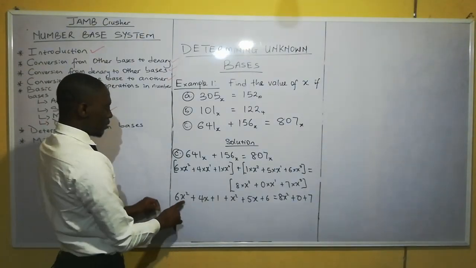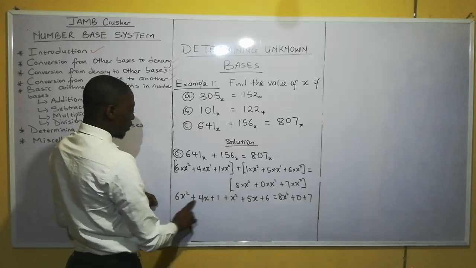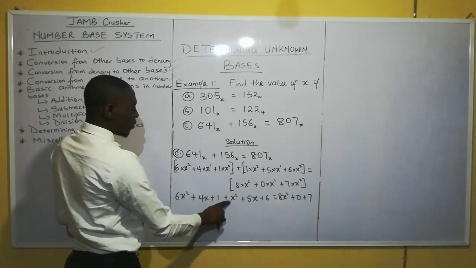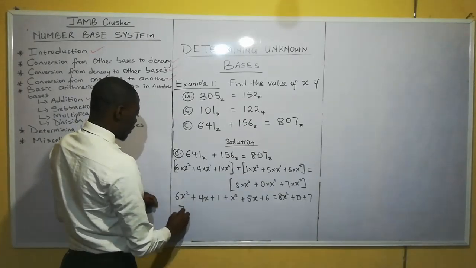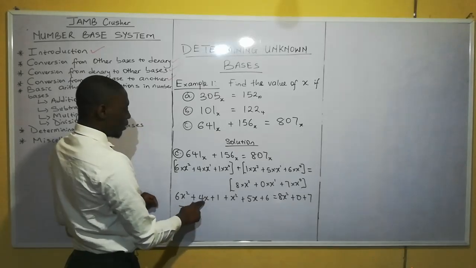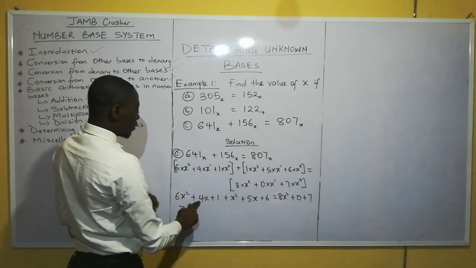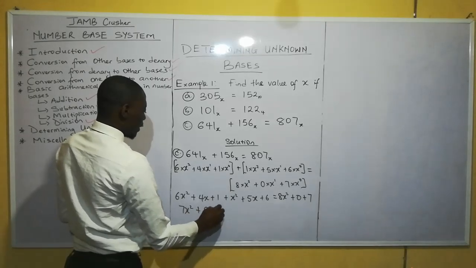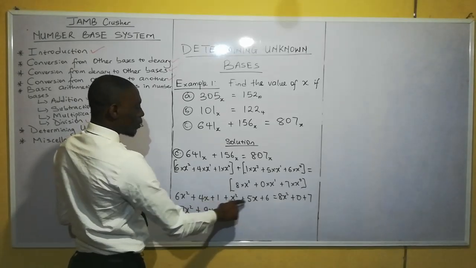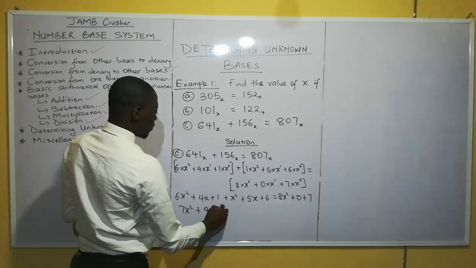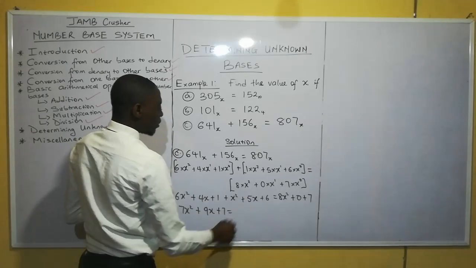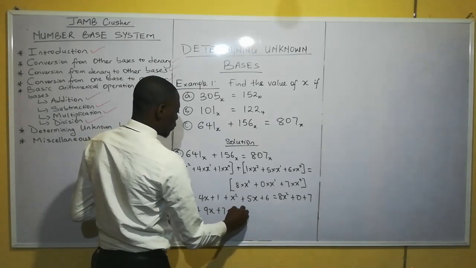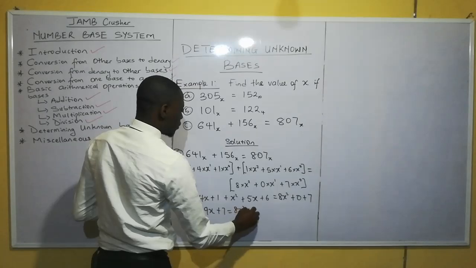Let's add like terms. This is 6x squared, this is x squared. What is 6x squared plus x squared? That gives me 7x squared. Then this is 4x, this is 5x. What is 4x plus 5x? That is plus 9x. Then plus 1 plus 6, that's plus 7, is equal to the other side. I have 8x squared plus 7.